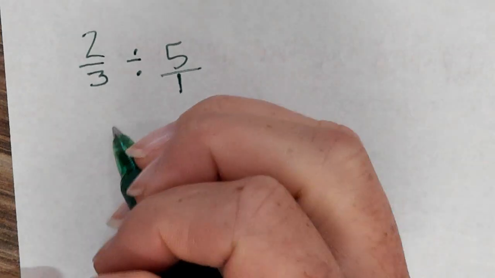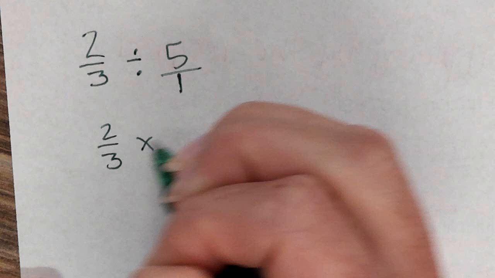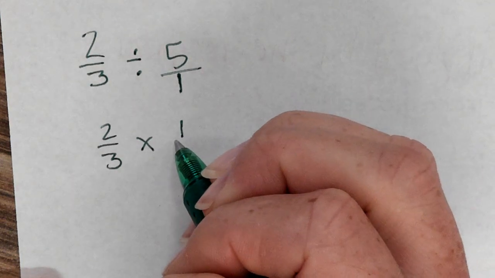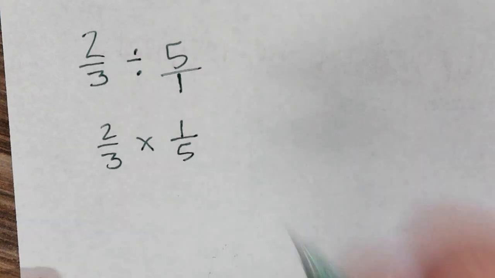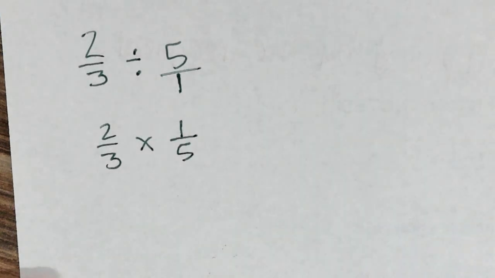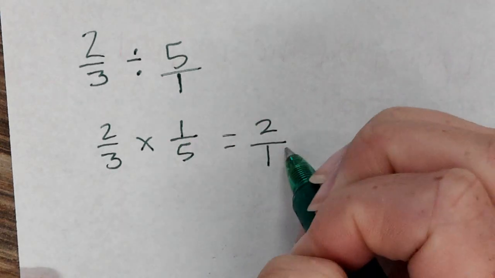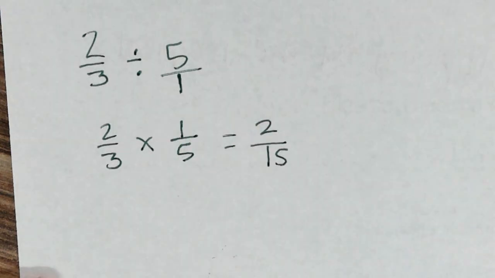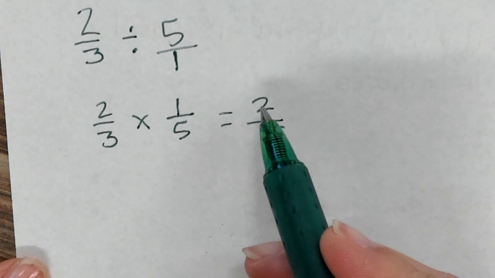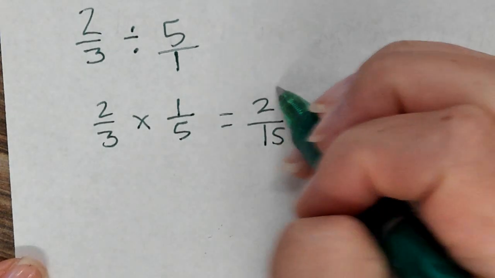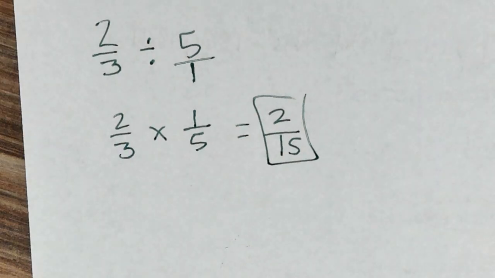So I do keep, change, flip. So what's going to go on top? 1. What's going to go on bottom? 5. And then you multiply straight across. So 2 times 1 is 2. 3 times 5 is 15. I cannot divide by anything because 2 divided by 2 works, but 15 divided by 2 is a decimal. So are y'all good with whole numbers? If you have a whole number, you just put it over 1.